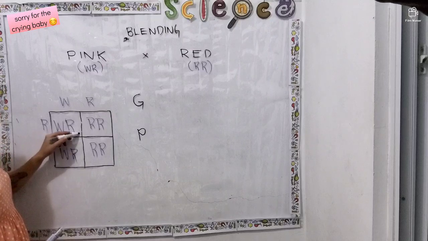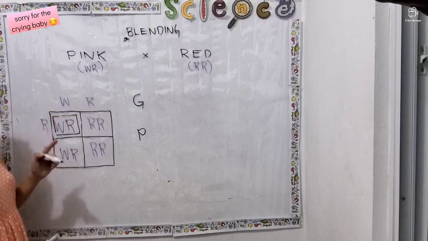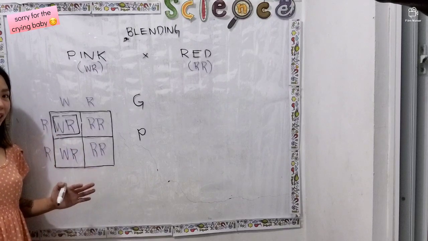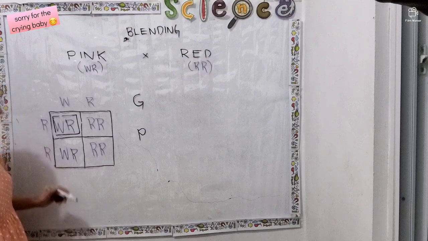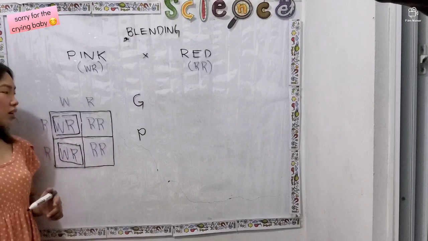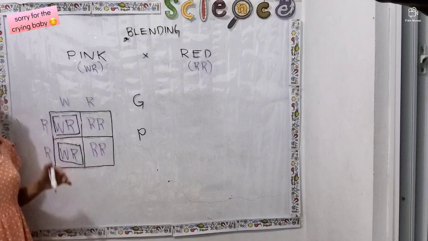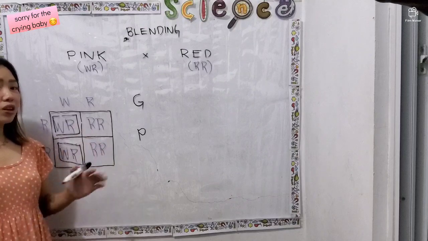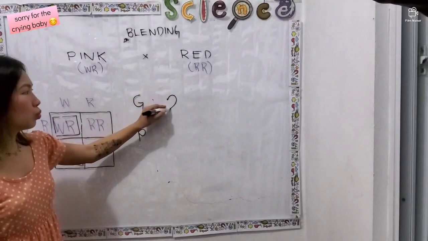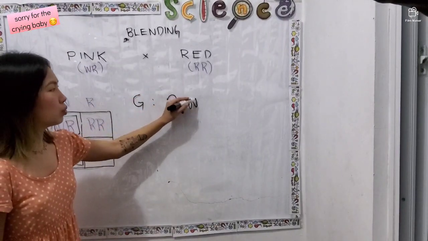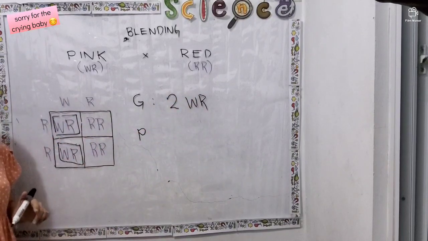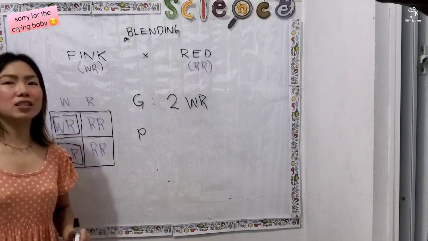So, ito yung letters natin sa Punnett square. Now, tingnan natin mabuti yung WR. Meron ka pa bang nakikitang ibang WR sa loob ng Punnett square? May kagaya pa ba siya? Yes. May WR tayo dito sa baba. May iba pa bang WR? So, wala na. So, meron tayong dalawang WR. So, since sabi natin, on the genotypic ratio, ang titingnan natin is the letters. So, we have 2 WR.